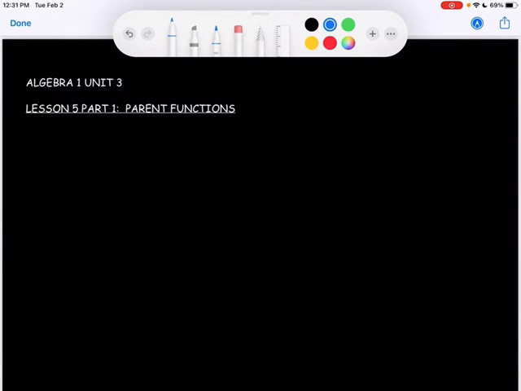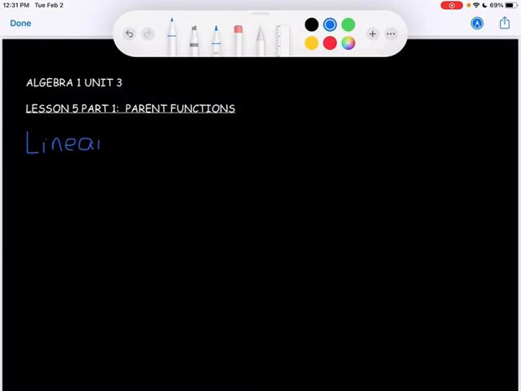Today I'm going to be looking at parent functions. If you're following along, I'm on Algebra 1, Unit 3, looking at Lesson 5, Part 1. So we're looking at parent functions. These are just the basic functions for each type. The first type being linear.